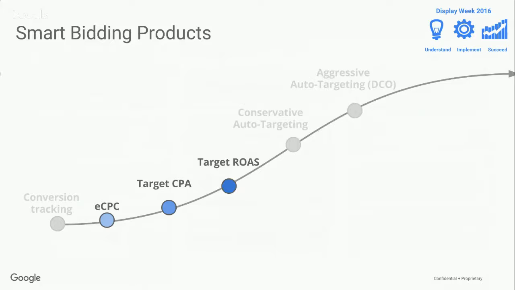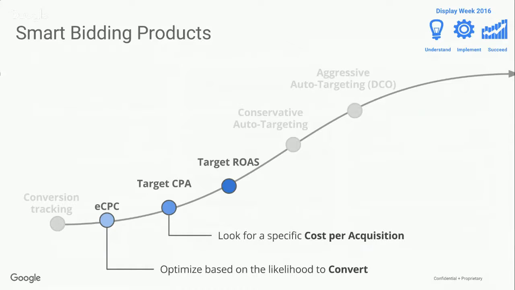So eCPC, also known as enhanced CPC, target CPA, and target ROAS, ROAS meaning return on ad spend. Each of these options has a different goal. eCPC is a way to optimize your bid against the likelihood of the user to convert. So basically it will look for the volume of conversions given your budget, and optimize the number of conversions given your budget. But if you are more interested in optimizing for the cost per acquisition, you want to use target CPA. Basically, you define a target cost for each conversion, and the algorithm will optimize the bids based on that.